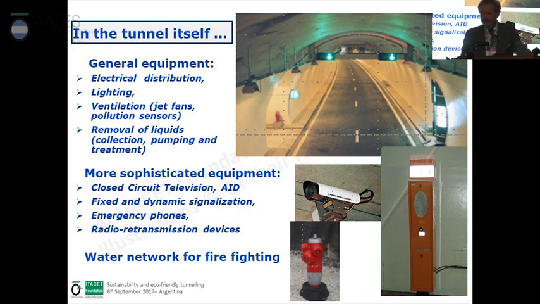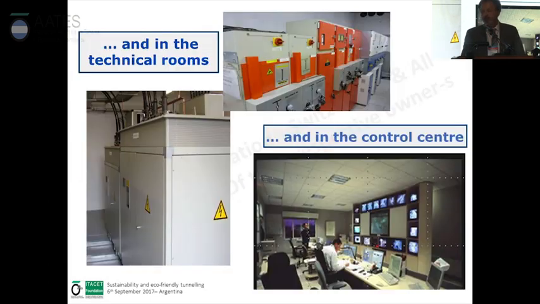distribution, lighting, ventilation, removal of liquids, pumping, liquid treatment, more sophisticated equipment, closed circuit television, automatic incident detection, signalization, emergency phone, radio transmission, water network for fighting. There is a list of equipment that has to work properly. But also, in the technical room, I am not in the tunnel anymore, in the technical room or in the control center, all these aspects have to be controlled periodically.